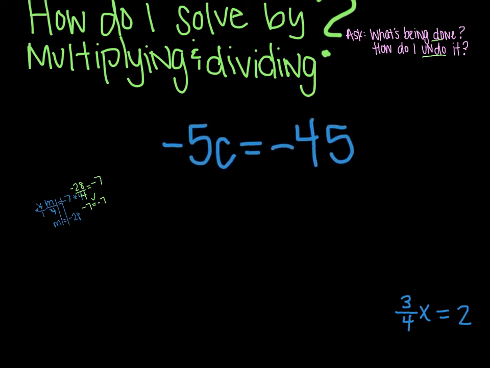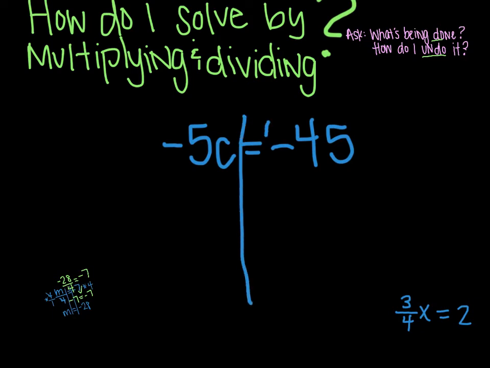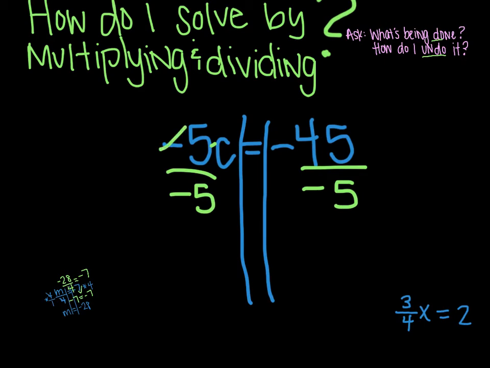Next one, negative 5c equals negative 45. Again, draw my river, and then negative 5c. What's being done to that variable? It is being multiplied by negative 5. There's a multiplication sign in between there, you just can't see it. So I need to undo multiplying, which is dividing. So I'm going to divide by negative 5. And what I do on one side, I have to do on the other side. So now this one's out. Negative 5 divided by negative 5 is 1c, or we just write c either way. Negative 45 divided by negative 5 is going to be positive 9.